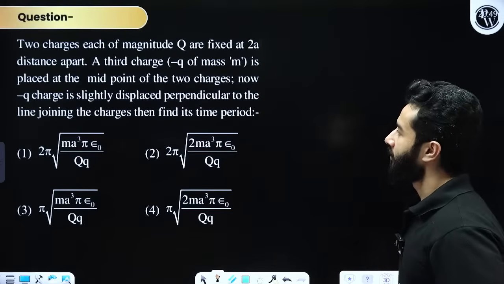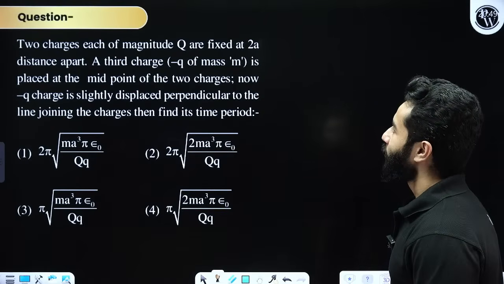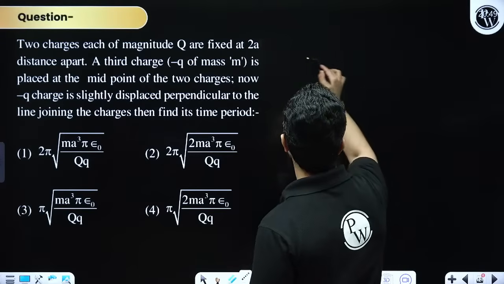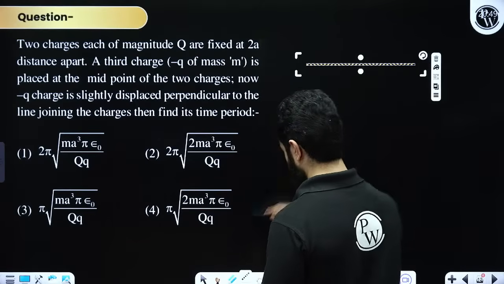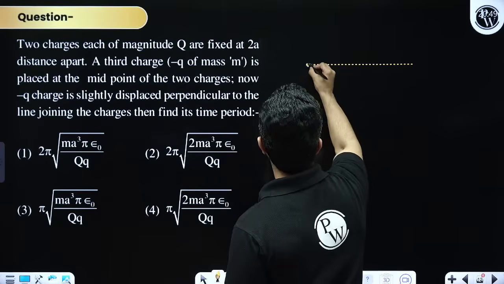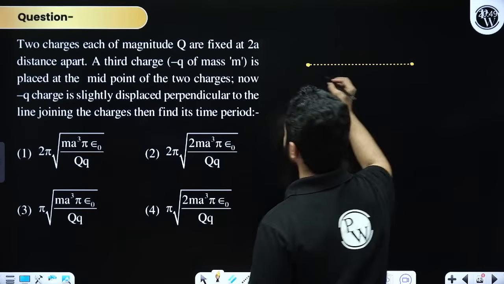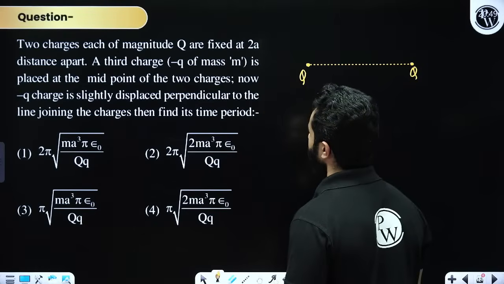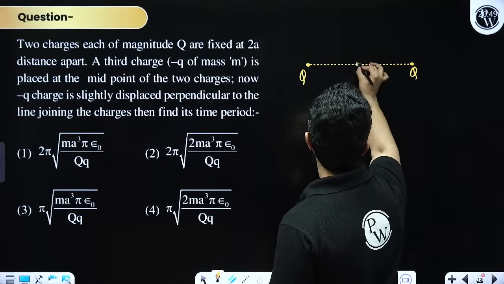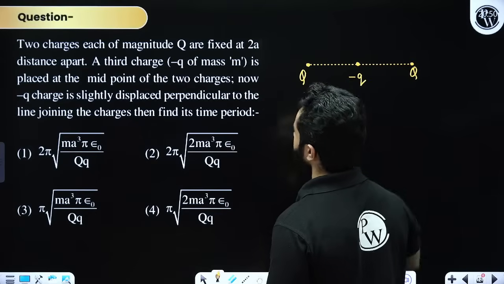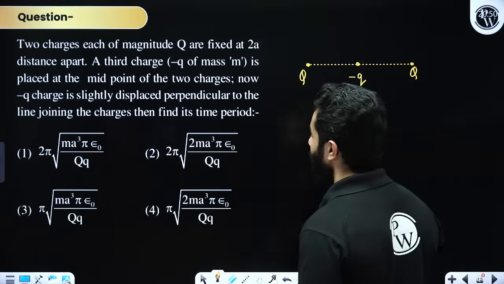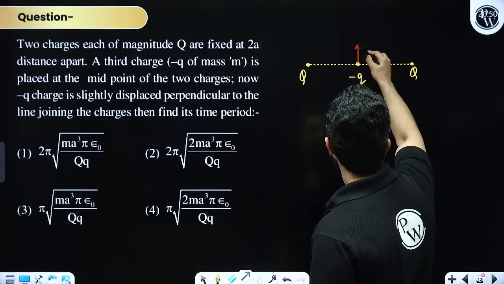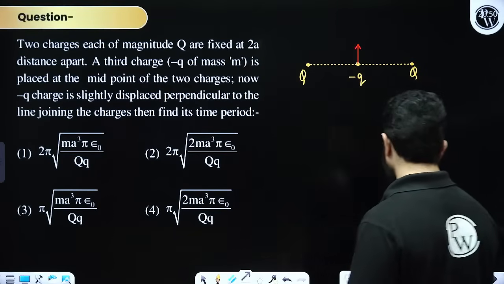Let's solve this one. Two charges, each of magnitude capital Q, are fixed at a distance 2a apart. So we have two fixed charges, Q and Q, at a distance of 2a apart. A third point charge minus Q is placed at the midpoint of the two charges. Now minus Q is displaced in a perpendicular direction, in this direction. Find out the time period.